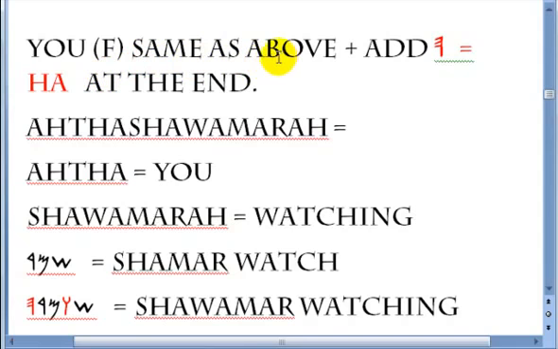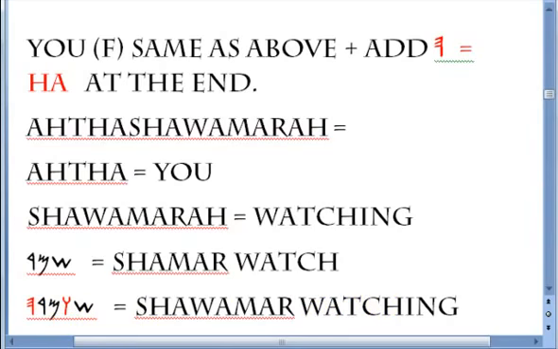Same as above, meaning you add the wa between the first and the second Hebrew characters, plus add a ha at the end of the word. Why? To make it feminine. Atha shawamara. Atha is you, shawamara is watching. Shamar is to watch. You add the wa between the first and the second letter and a ha at the end to make it feminine. Shawamara, watching. You watching, feminine.